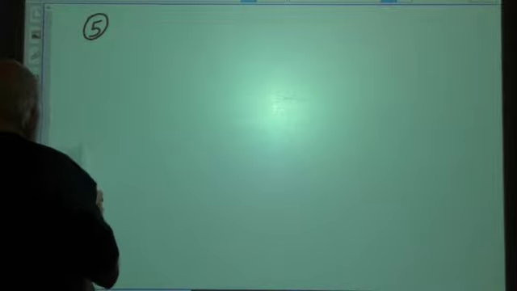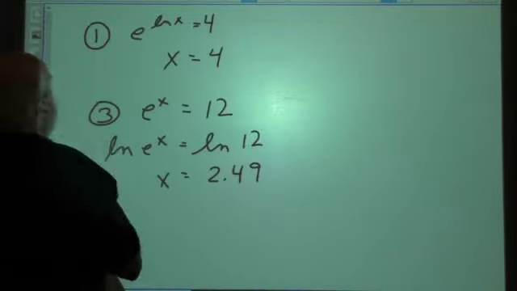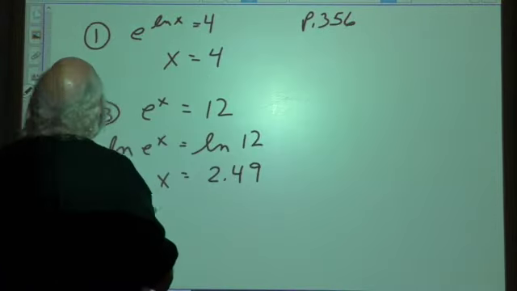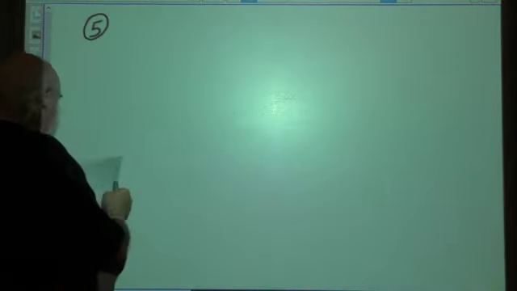Now this is all on page 356. I probably should note that. So this is page 356 that we're doing right now. All right, continue on with number 5.